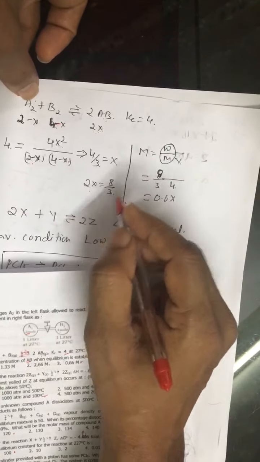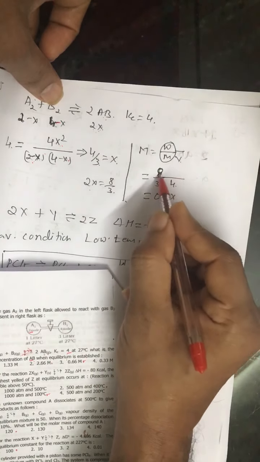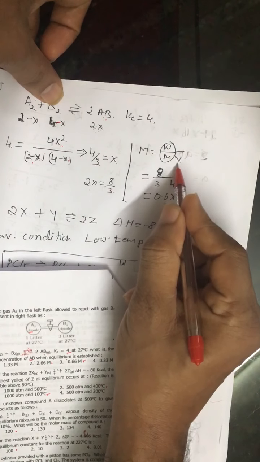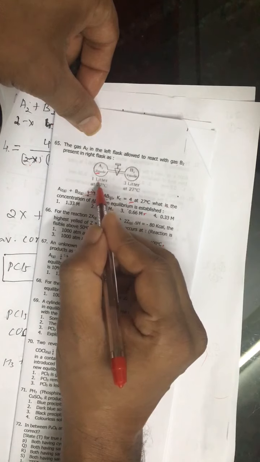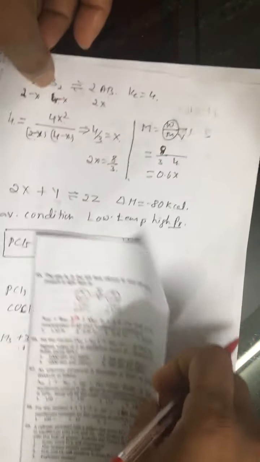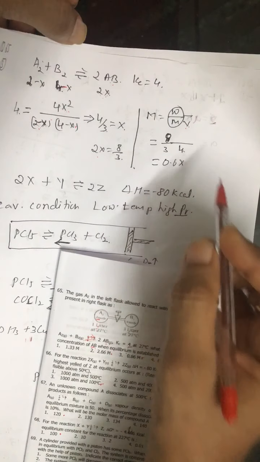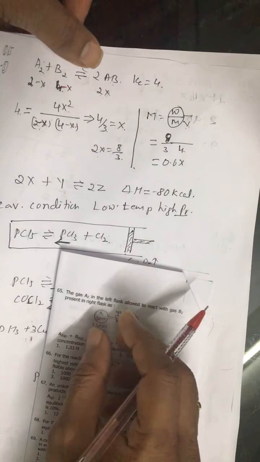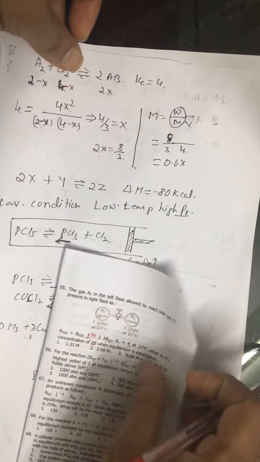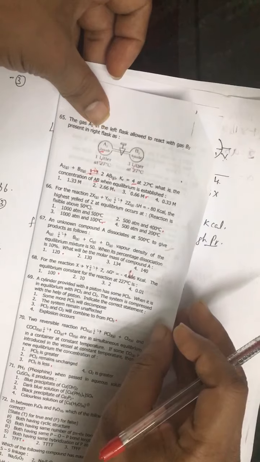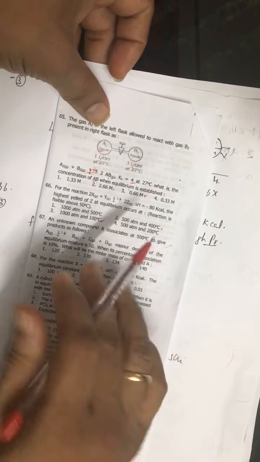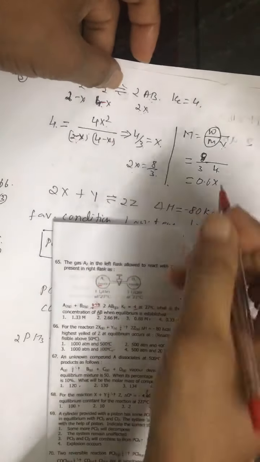Now if you calculate molarity, moles upon volume, it is 8 by 3, and volume is total volume. This is 1 liter and this is 3 liters, so the total volume becomes 4 liter. In this 4 liter, the concentration of this is 0.66. All right, question number 65 is the third option, 0.66.